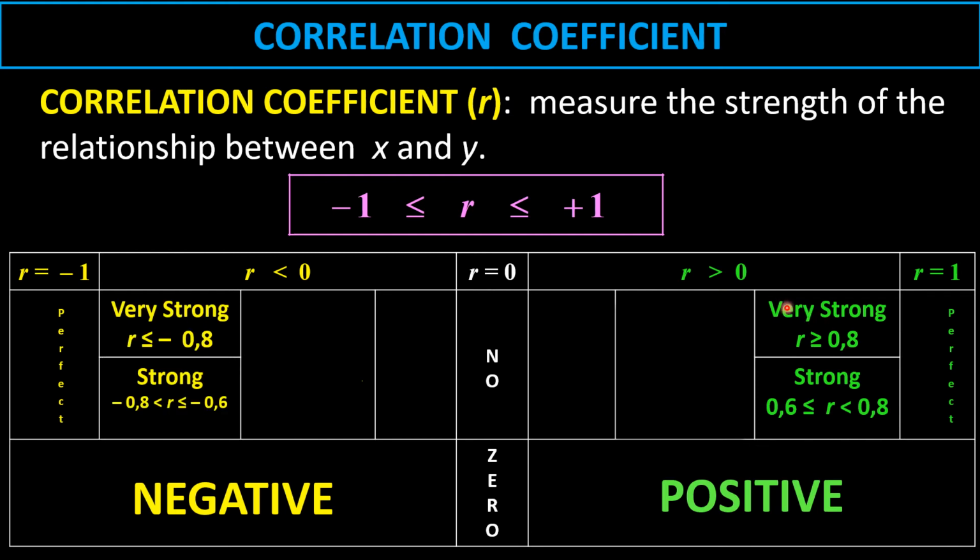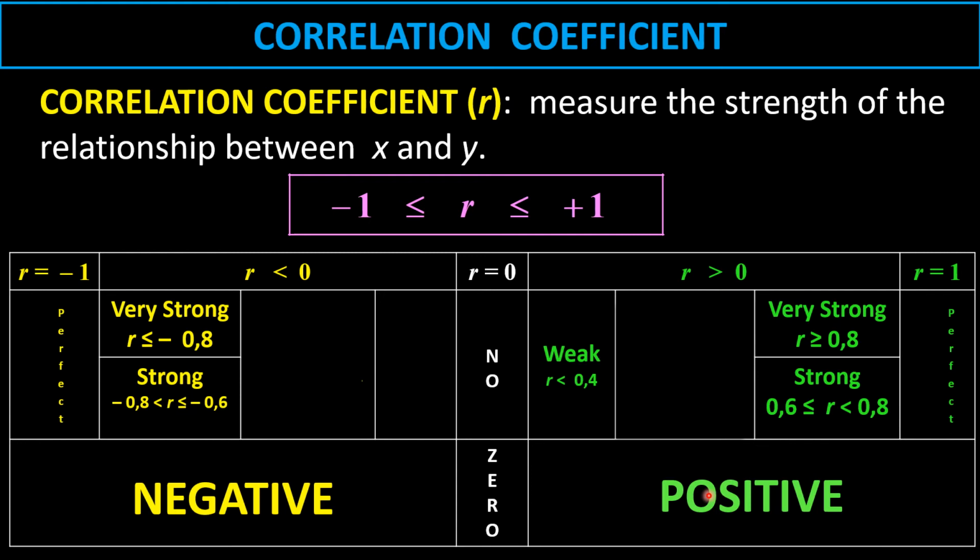And if it is on this side here, this is a very strong negative one. And this is a strong negative one. That's a very strong positive. I've color coded it there. The yellow represents negative and the green represents positive.